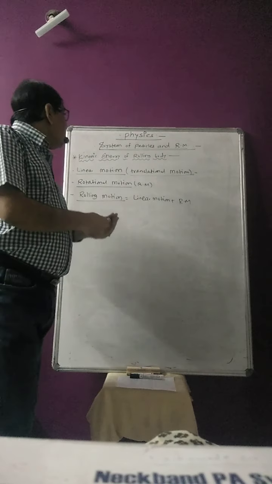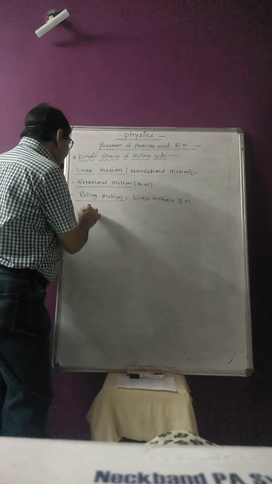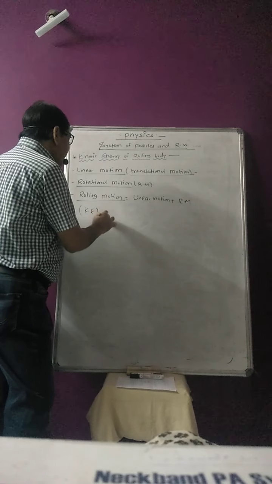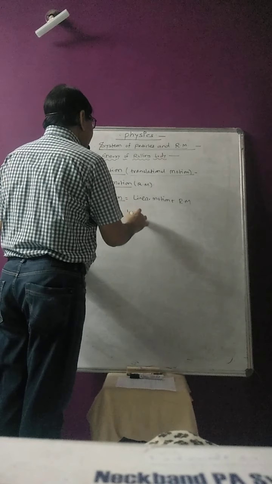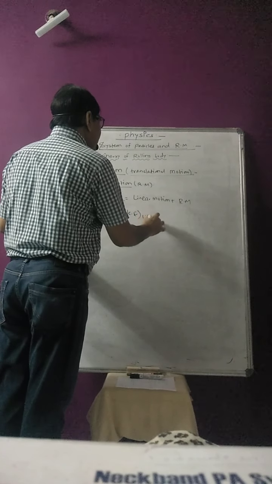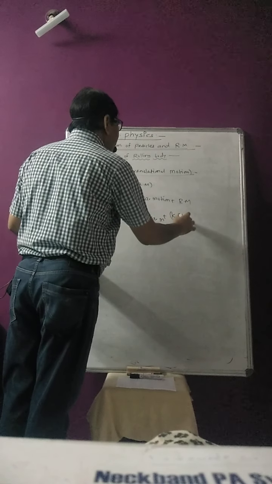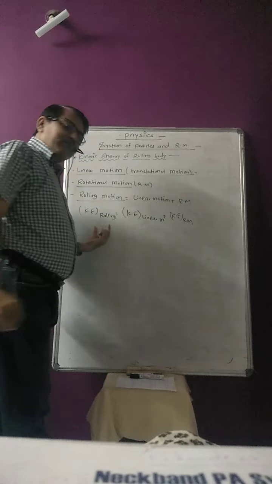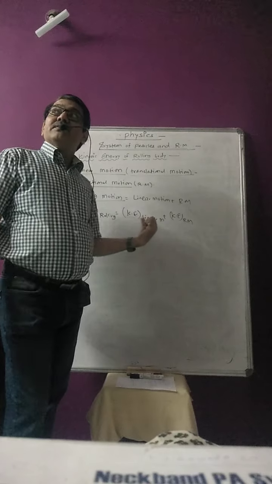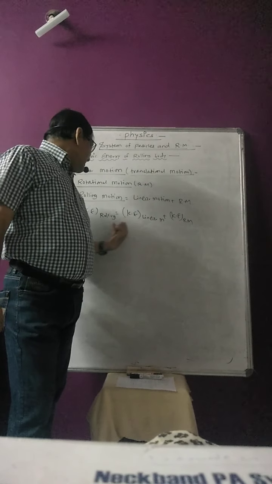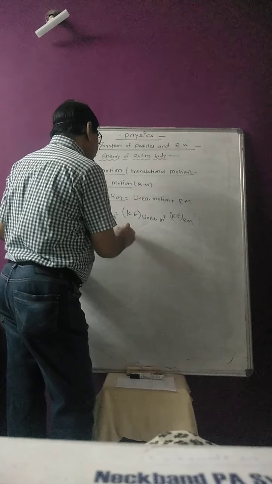Okay, and we want to find out the kinetic energy of a rolling body. So naturally the kinetic energy of a rolling body can be calculated using the formula: kinetic energy of linear motion plus kinetic energy of rotational motion. If I add both these energies, then the energy which we get is the kinetic energy of rolling motion. So now what is the kinetic energy of linear motion?